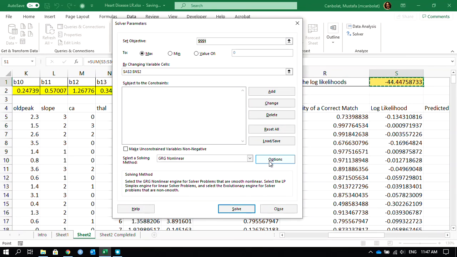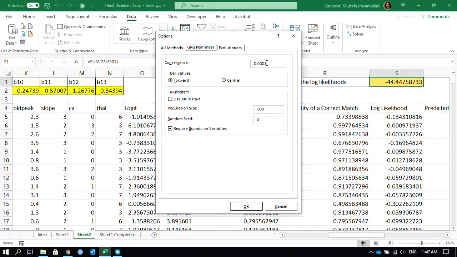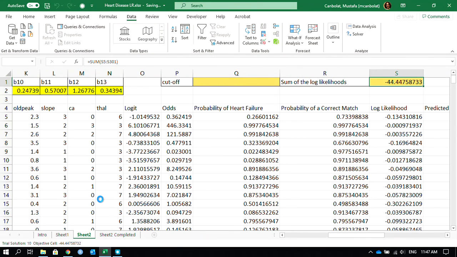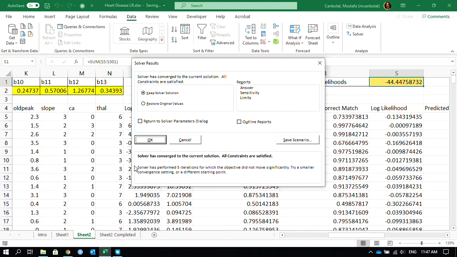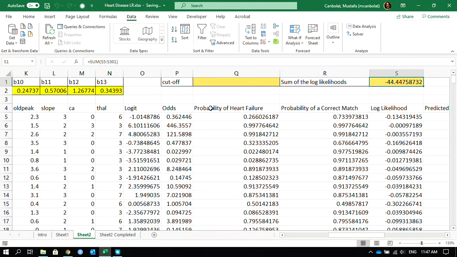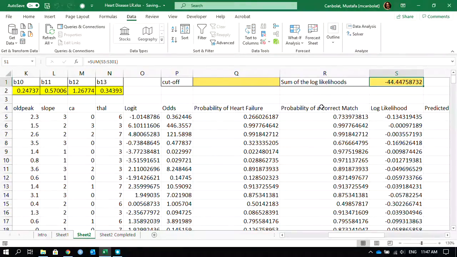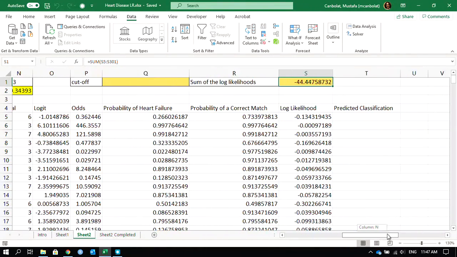Let's look at the accuracy of this. For nonlinear convergence, just increase its population size. Okay, let's see if this trial solution works. It looks like this could be it. I'm hoping that it is. So negative 44.44. And then we are looking at the probability of correct matches. It looks like we're seeing good, higher probabilities here. So that's a nice thing.